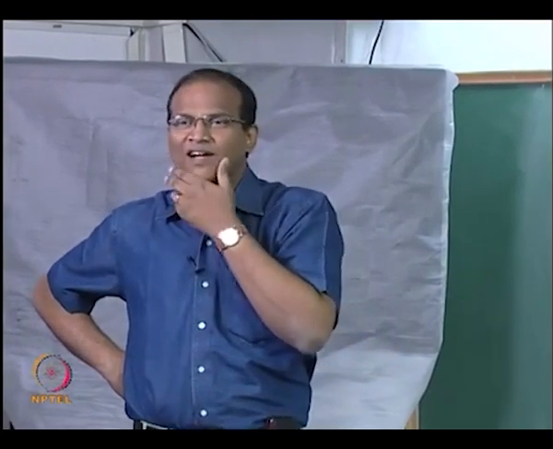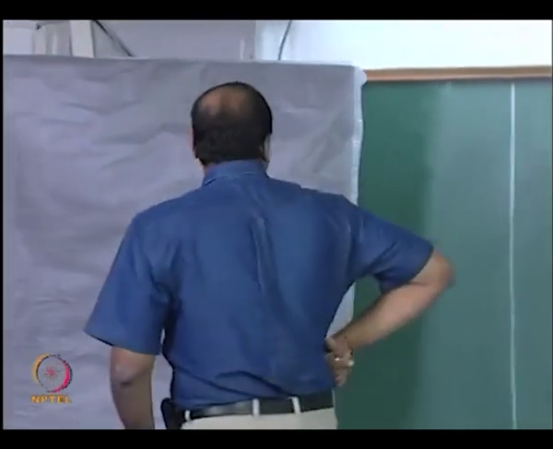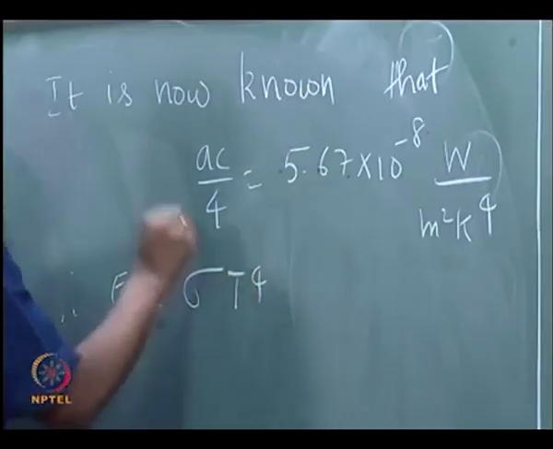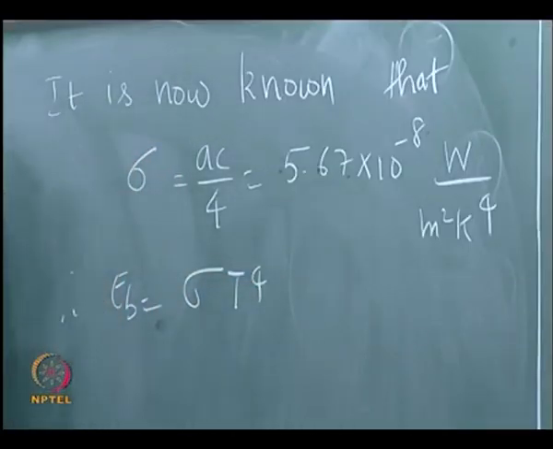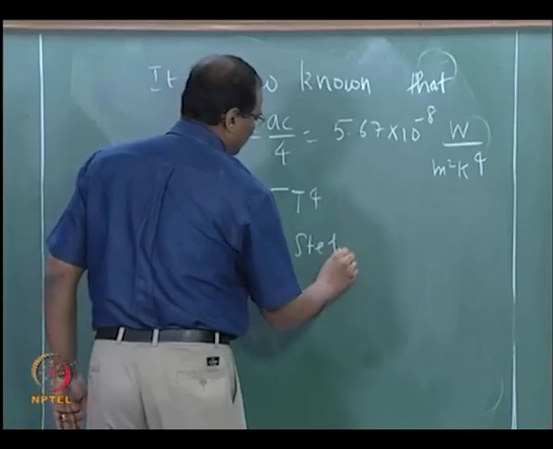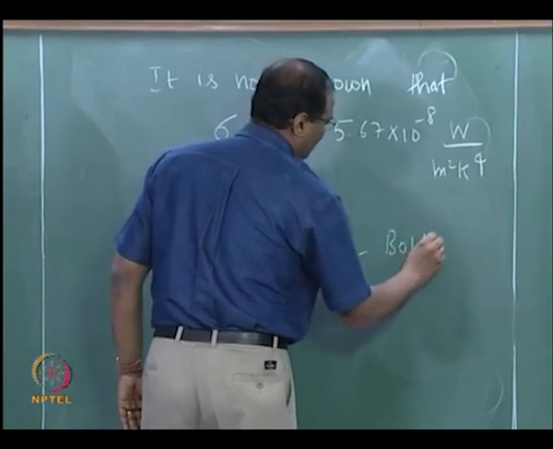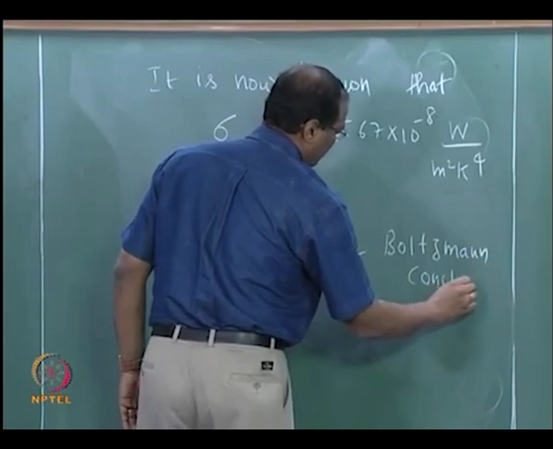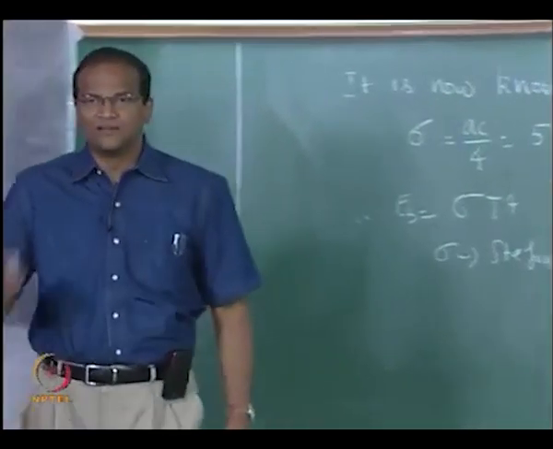Any body at a temperature of 0 degree centigrade will not emit radiation; that violates Prevost's law. Therefore, sigma is called the Stefan-Boltzmann constant, in honor of the two physicists who figured this out.